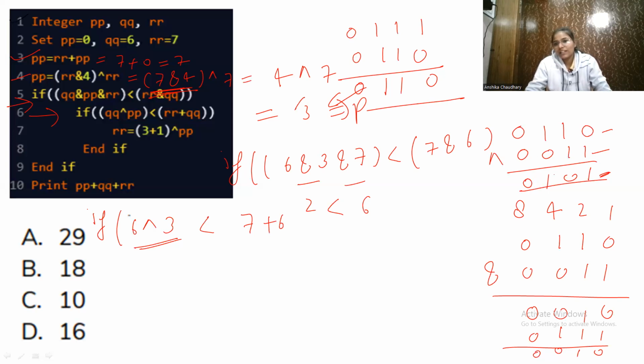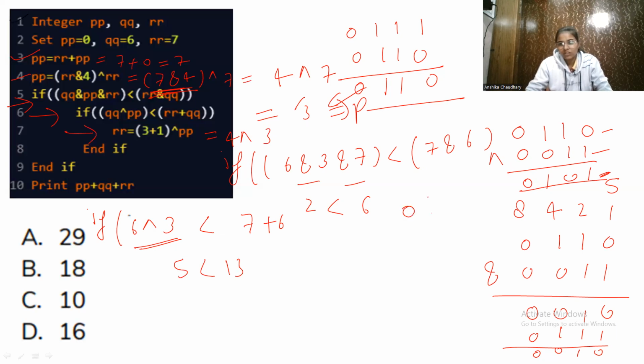So what it is actually, it is 5, right? So 5 is less than 13. So this condition is again true. We will come into the if part and we will update the value of R. Why 3 plus 1? That means 4 XOR PP. PP value was 3. So 4 XOR 3.